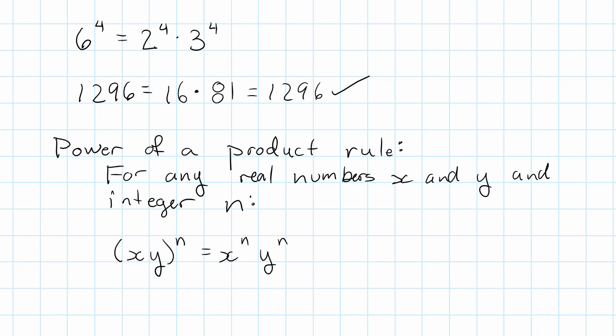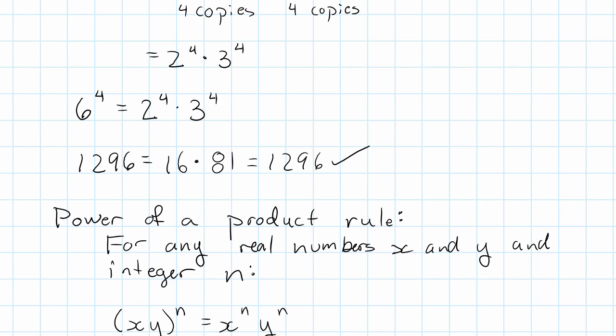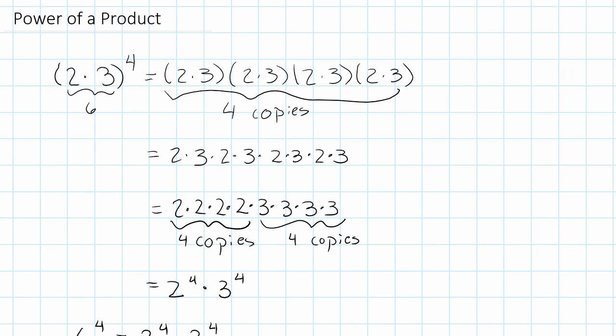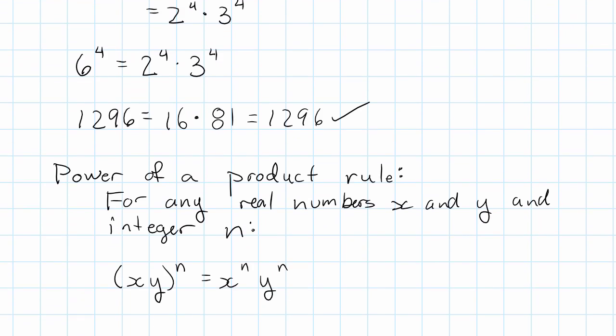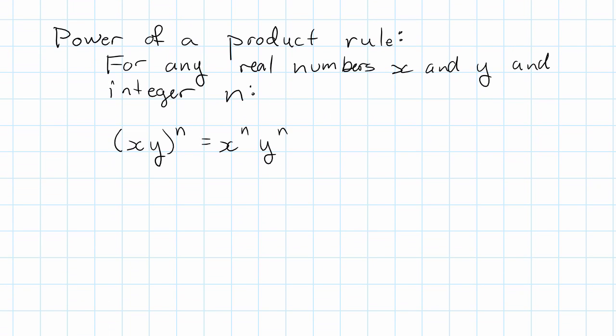If we have real numbers x and y and an integer n, then multiplying x times y and then taking the nth power is the same as taking the nth power of x and the nth power of y and then multiplying them together. And the same pattern as we saw up here still applies, right?